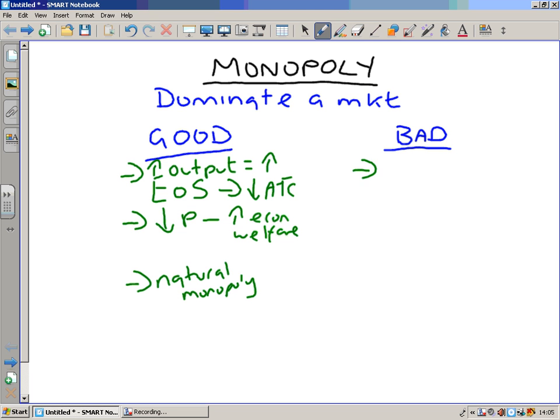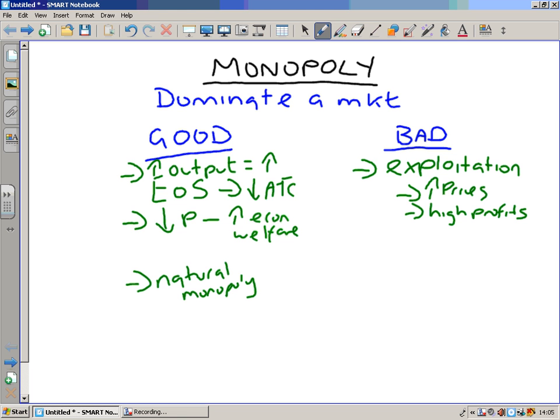Now, the bad effects of a monopoly, though. They're the only firm in the market. They can exploit people. They know that people are price inelastic for their products. They can charge people high prices. They can make high profits.